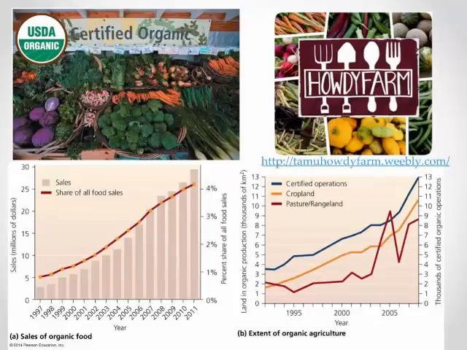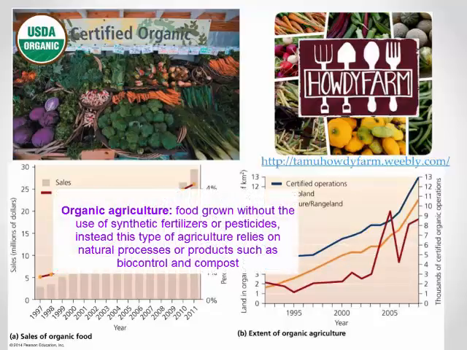Organic agriculture is another way to cultivate crops without pesticides. Additionally, organic agriculture requires less fossil fuel inputs since most pesticides require a great deal of oil, gas, or coal to both manufacture and transport them. Organic agriculture is defined as food grown without the use of synthetic fertilizers or pesticides. Instead, this type of agriculture relies on natural processes or products such as biocontrol and compost.